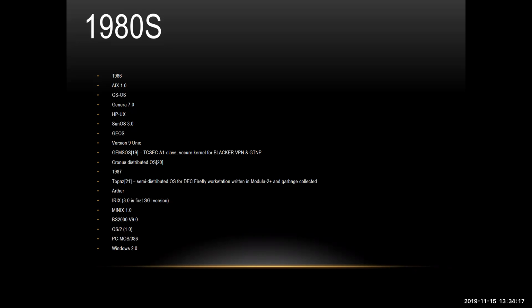We also had Genera 7.0. This was developed for Lisp machines, and it was developed by Symbolics. And then we had the HP-UX.